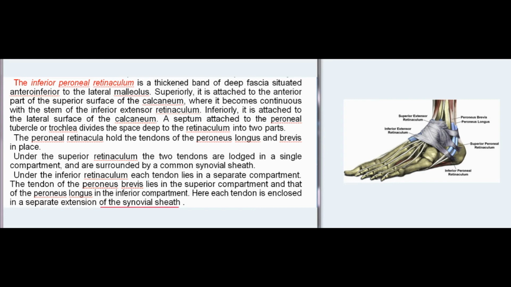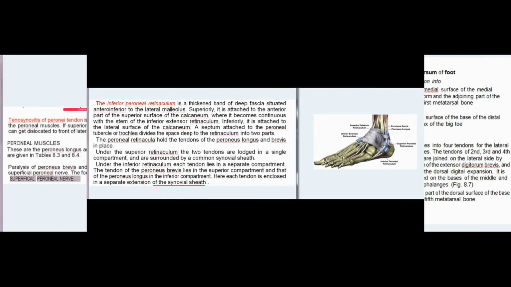The peroneal retinacula hold the tendons of the peroneus longus and brevis in place. Under the superior retinaculum the two tendons are lodged in a single compartment, and are surrounded by a common synovial sheath. Under the inferior retinaculum each tendon lies in a separate compartment. The tendon of the peroneus brevis lies in the superior compartment and that of the peroneus longus in the inferior compartment. Here each tendon is enclosed in a separate extension of the synovial sheath.